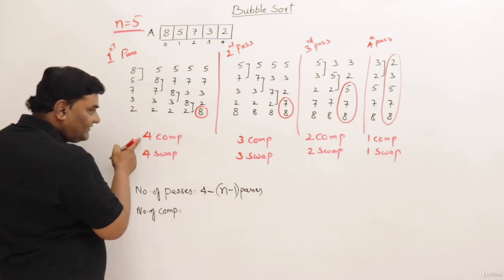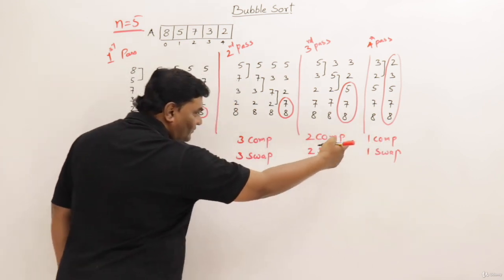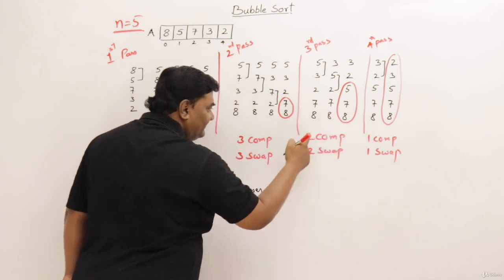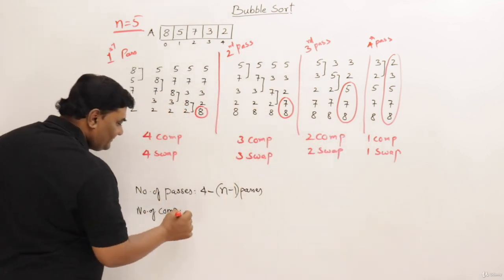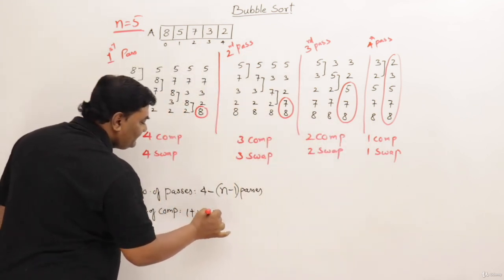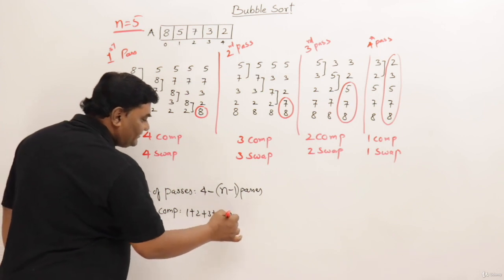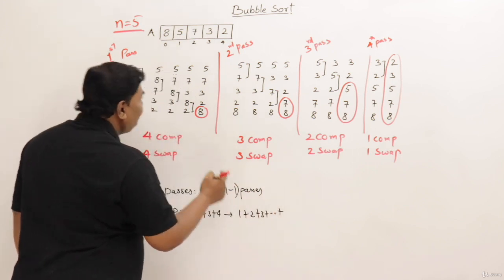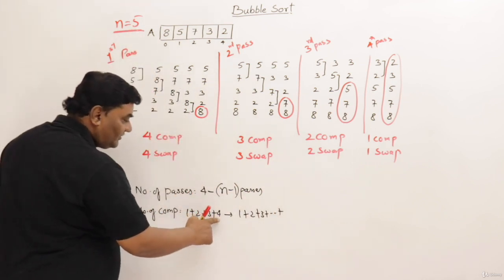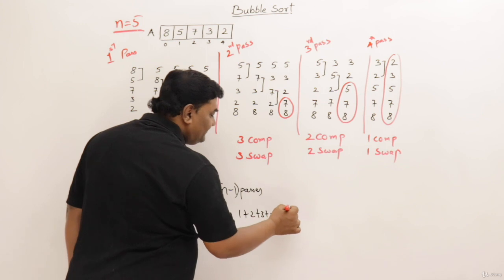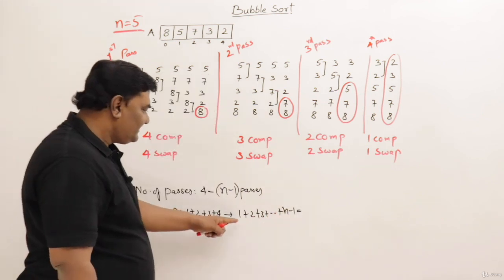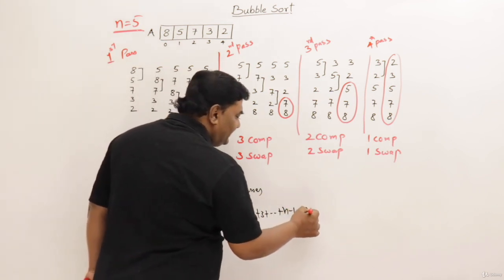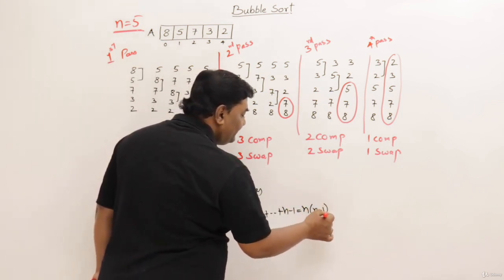Then let us find out the number of comparisons. If I start from here, 4, 3, 2, 1. If I count from that side, 1, 2, 3, 4. So total comparisons are 1 here, then plus 2, then plus 3, then plus 4. Then for n elements, how many? 1 plus 2 plus 3 goes on to... for 5, it was up to 4. So for n, it will be n minus 1. This is the sum of the first n minus 1 natural numbers. So this is n into n minus 1 by 2.